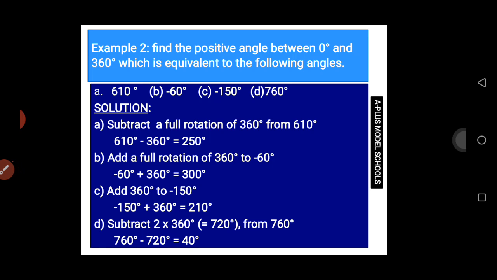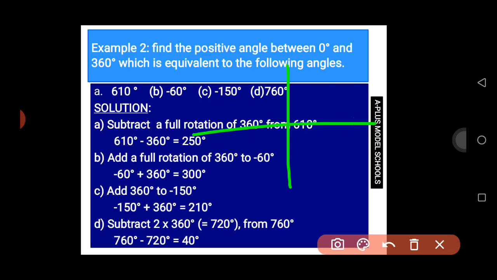So example 2 now. Find the positive angle between 0 degrees and 360 degrees, which is equivalent to the following angles. So here I'm looking for the positive angles. In the first example there, we looked at the quadrant in which the numbers lie. But in the second example, we are going to look at the positive angles, where we have both negative and positive angles. Now, in the first one, we have plus 610 degrees. When you look at your quadrant, you will see that your quadrant is not up to 600. Your quadrant stops at 360 degrees.